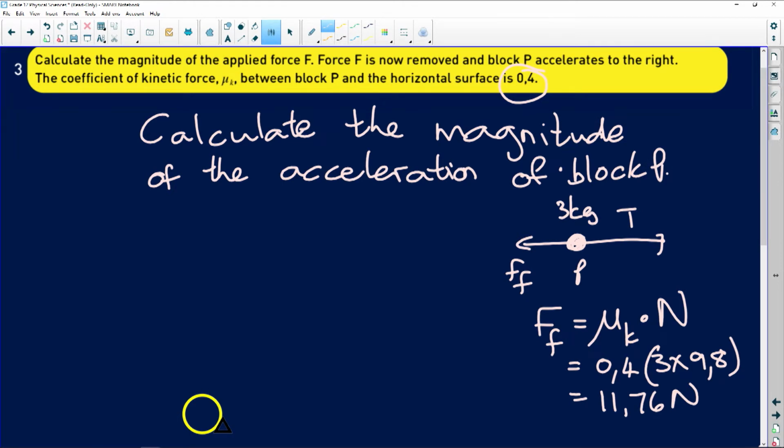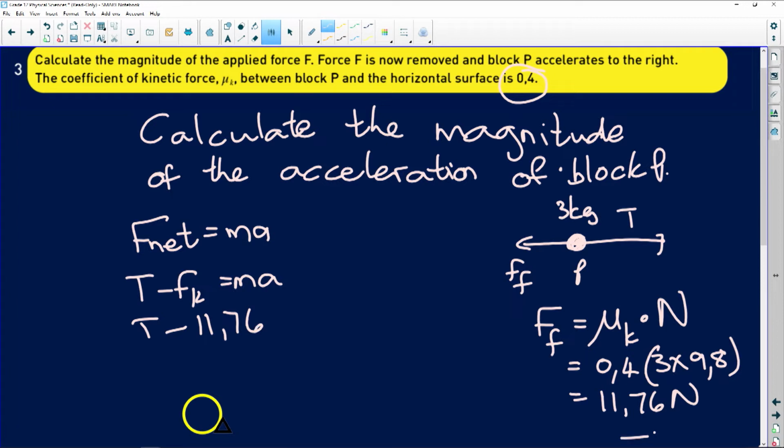Right, so looking at my free body diagram here, to work out F net. So once again, we know F net, which is Newton's second law, is equal to ma. Now, the net force is going to be T minus the friction, and it's going to equal ma. Now, the tension, we don't know yet, minus the force of friction was 11,76. We just calculated it over here. Is equal to the mass of the object, which is 3a.